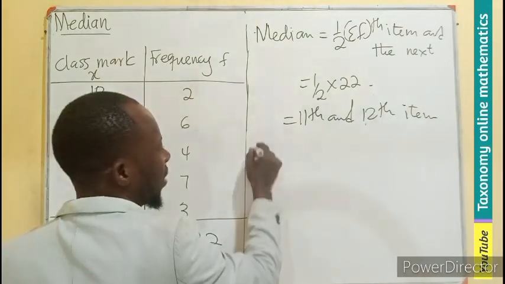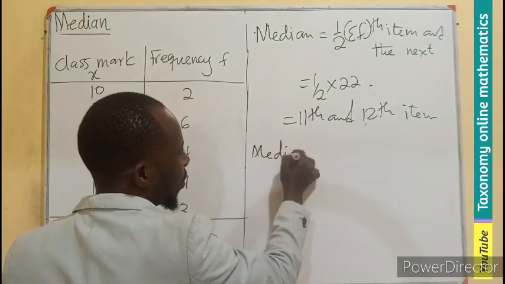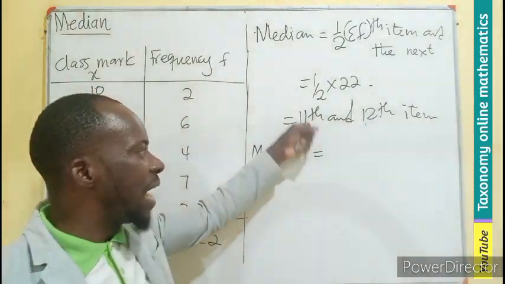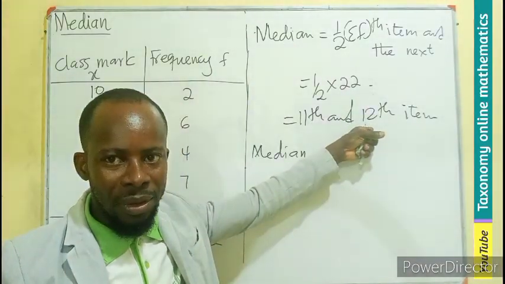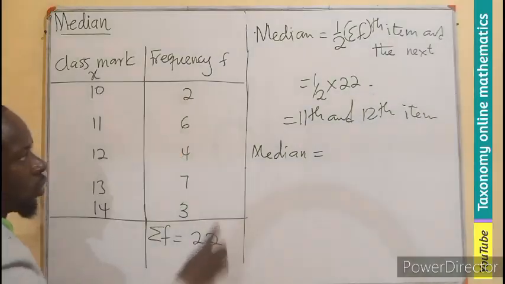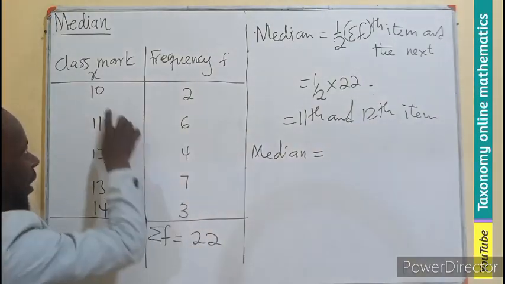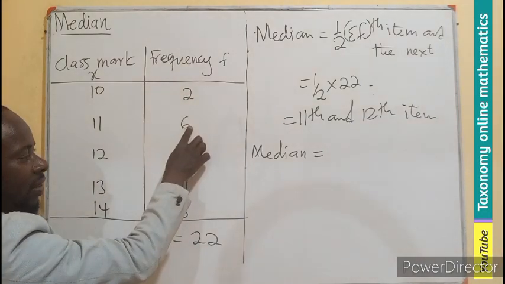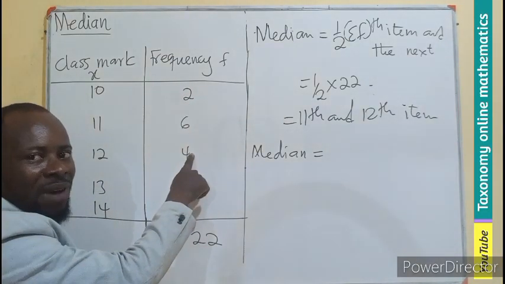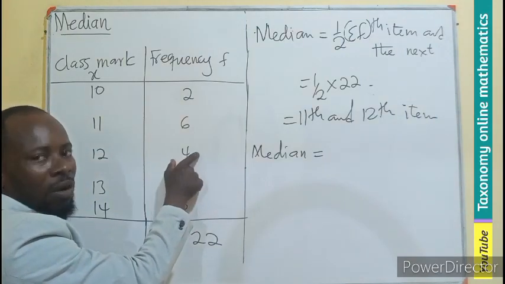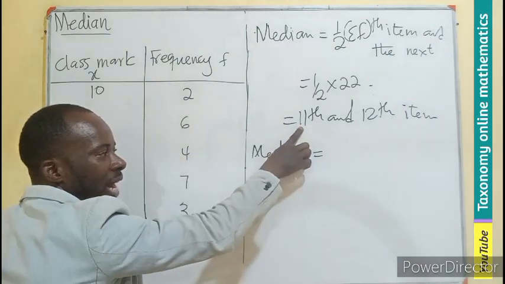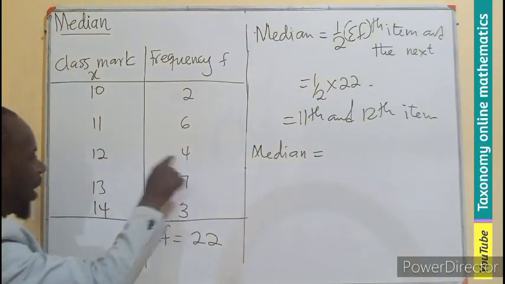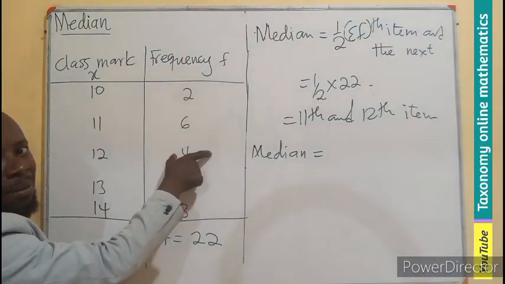So the median is going to be the arithmetic mean of the 11th and the 12th item. The arithmetic mean. So now I'll be adding the frequency, meaning I'll be adding the 10 2 times, 6 times. This will be 8. 8 plus this gave us a value of what? 12, right? We are looking for the 11th and the 12th items. There is an 11th item here, where the 12 is appearing 4 times.